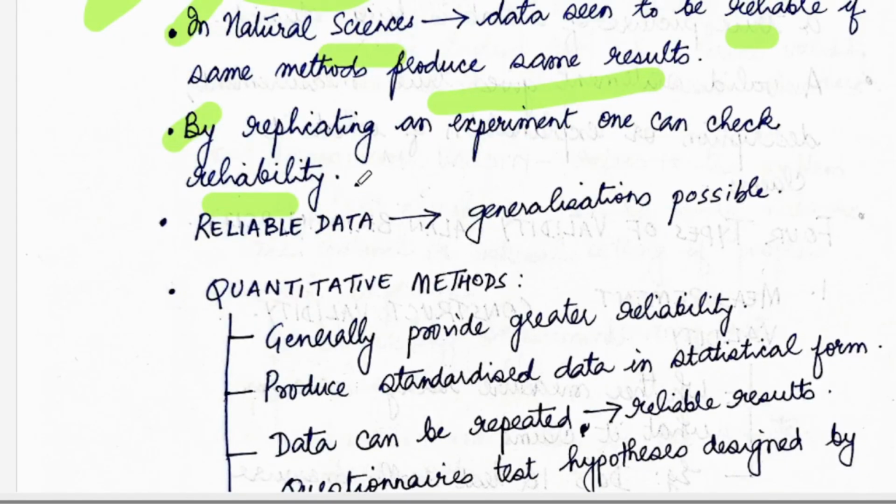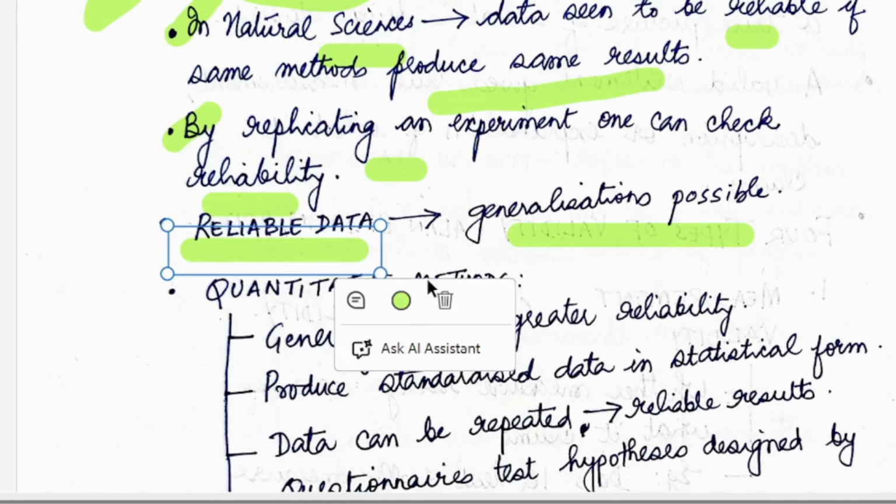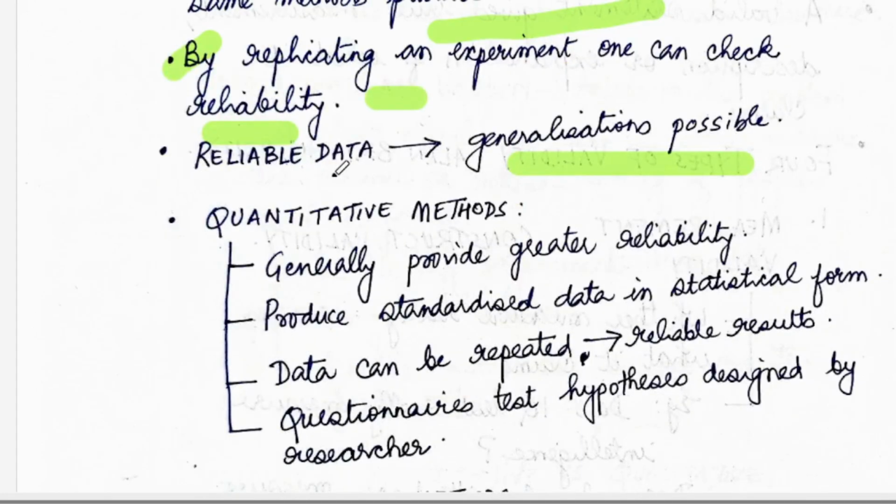So in social sciences, replication means repeating a study under similar conditions to test consistency. For example, if two sociologists conduct a survey on urban unemployment using the same questionnaire and sampling design, and both get similar findings, this data is considered reliable. What happens with reliable data? Generalization is possible. So this is why reliability matters, because consistent findings allow sociologists to move from particular to general, to make broad claims about society.